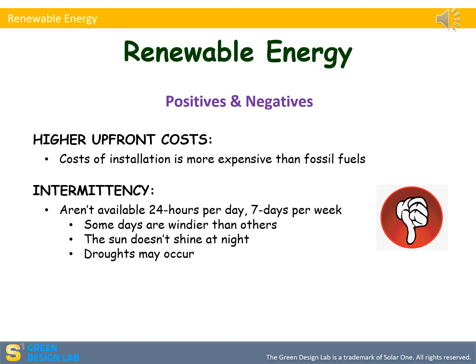Renewable energies have intermittency issues, which means that they are not available to make electricity each and every day for 24 hours, because some days are windier than others, which stops wind turbine blades from spinning. The sun doesn't shine at night, which prevents solar panels from capturing the sun's rays, and droughts may dry up a river, which changes the flow of water at a hydroelectric dam.